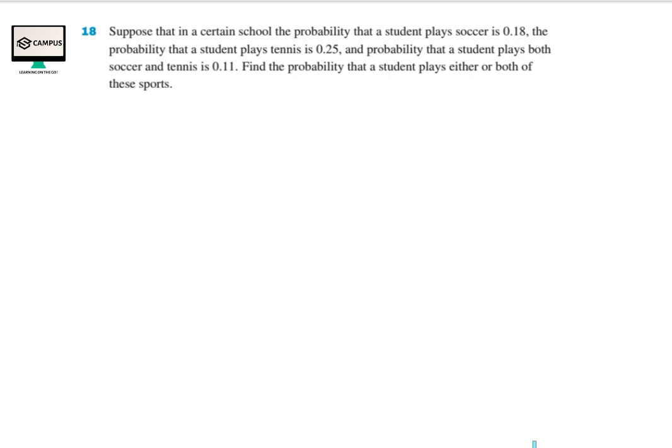All right, so suppose that in a certain school, the probability that a student plays soccer is 0.18, and the probability that a student plays tennis is 0.25. Further, the probability that a student plays both soccer and tennis is 0.11. Now we have to find the probability that a student plays either or both of these sports.